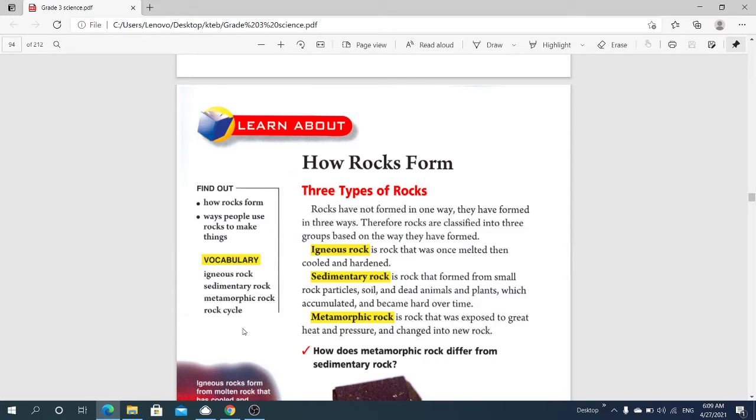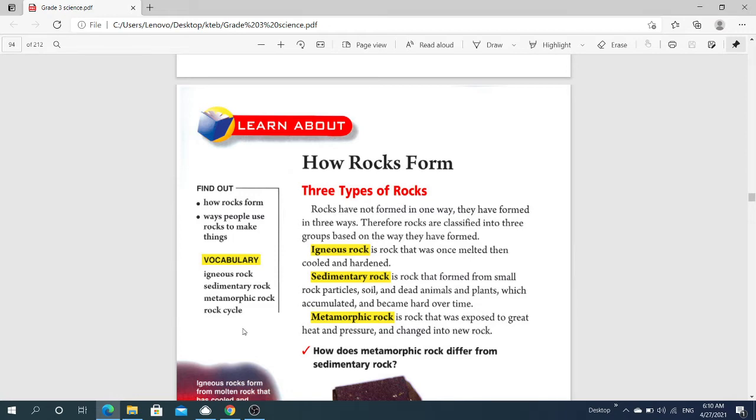Today we have a new topic, how rocks form. Have you ever asked yourself what rocks are, how they are formed, and how many types we have? You should know and focus: what you know about rocks and how they are formed and how many types of rock we have.